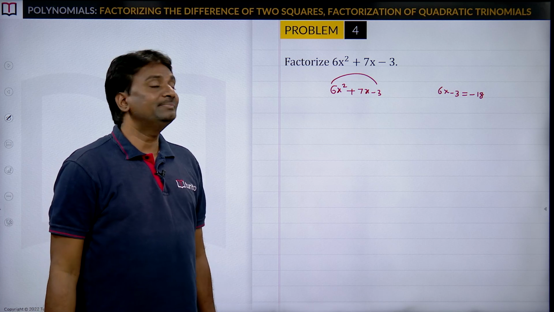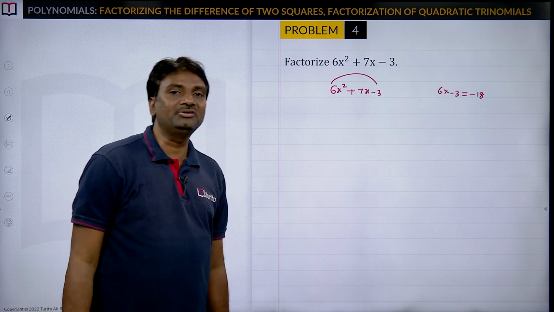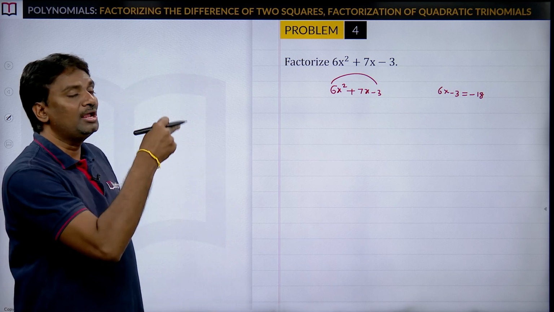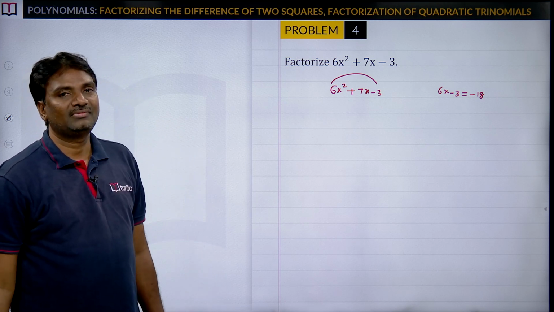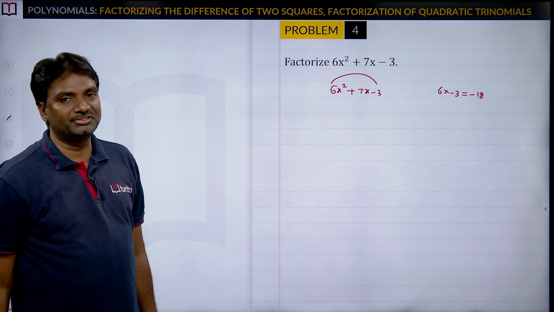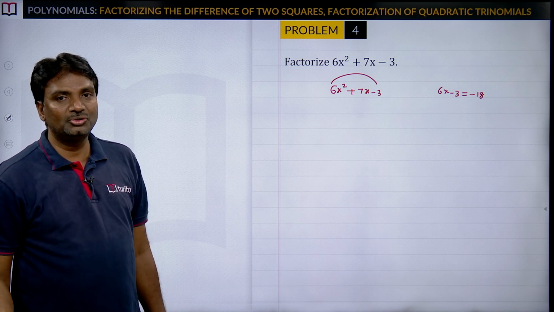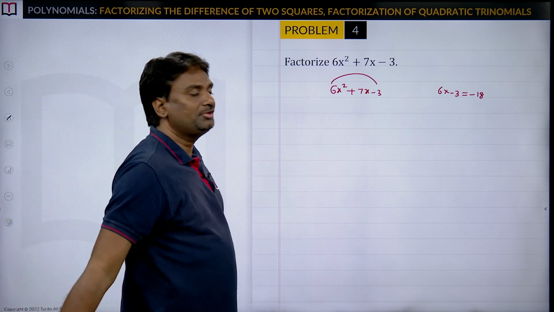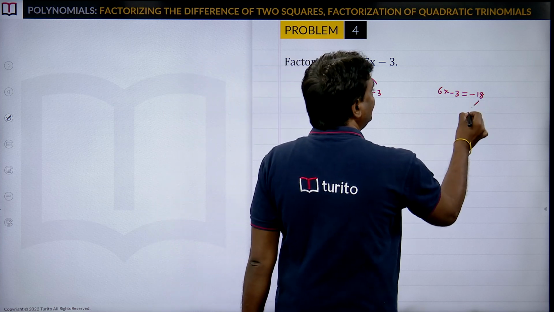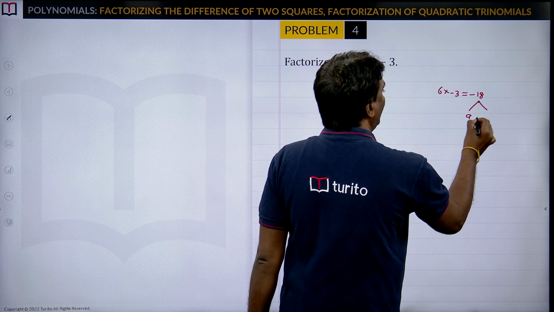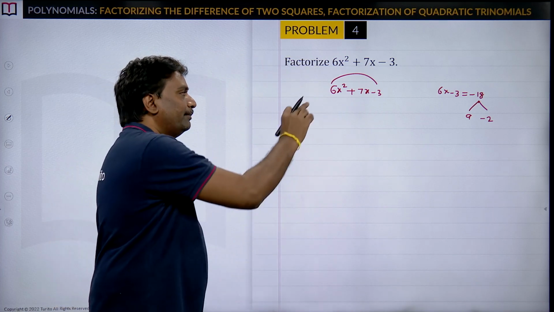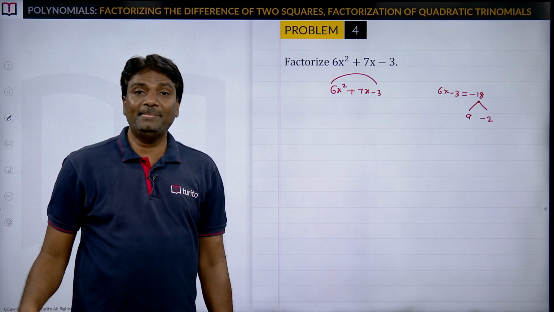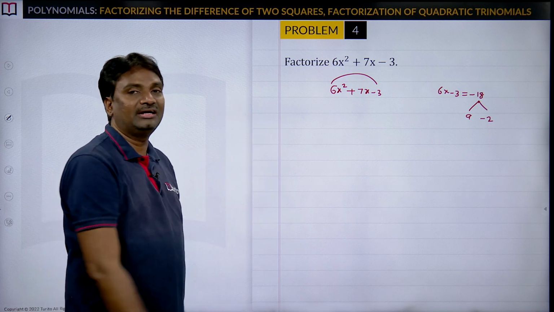What is the middle term? 7. Can anyone say how can you take the factors of minus 18 to get the middle term 7? Very simple, 9 and minus 2. 9 into minus 2 is minus 18, 9 minus 2 equal to 7. So, by taking the factors of minus 18 as 9 and minus 2, the product is minus 18 and the sum is 7, that is the middle term.